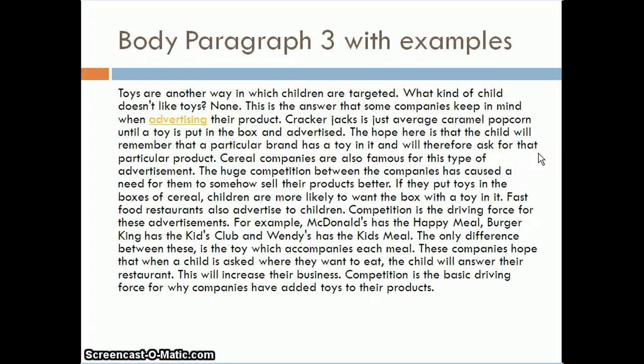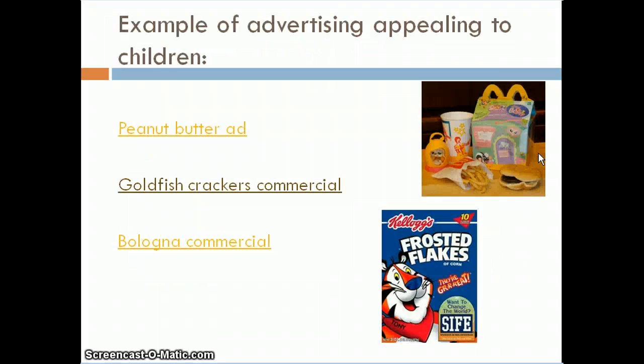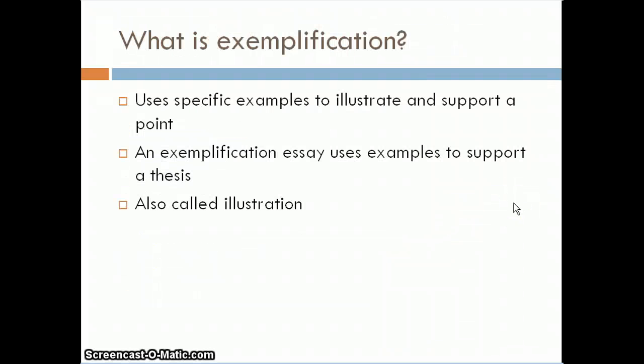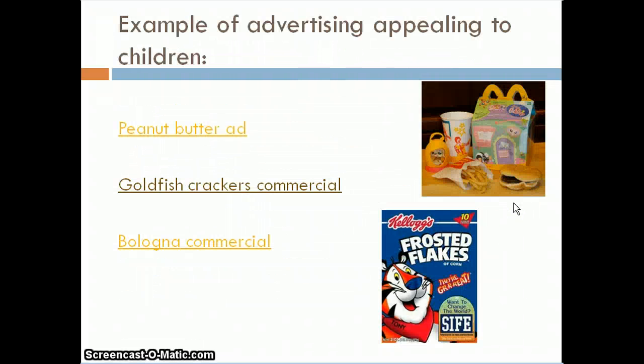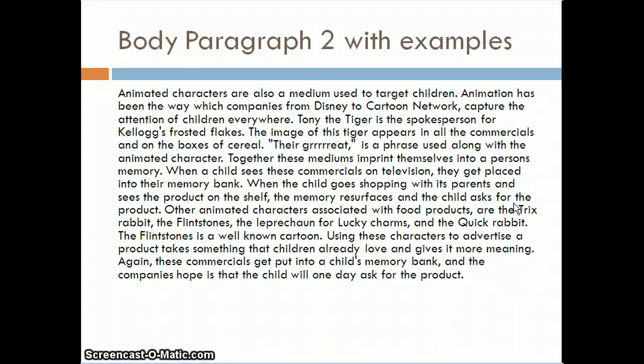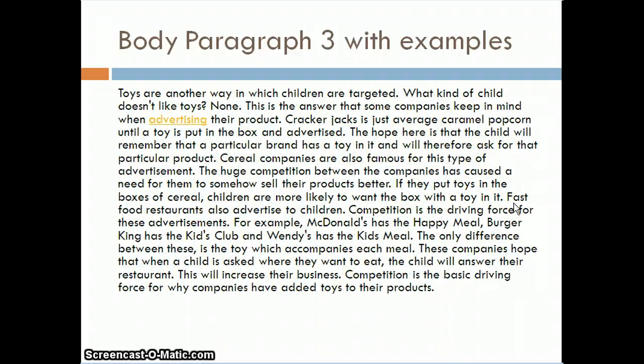So let's go on to talk about body paragraph 3, which gives examples of toys. So if we take a look at that Happy Meal, Happy Meals come with toys. So we see other products besides Happy Meals that come with toys, including Cracker Jacks. That's one of the examples given in this paragraph. Toys are another way in which children are targeted. What kind of child doesn't like toys? None. This is the answer that some companies keep in mind when advertising their product.